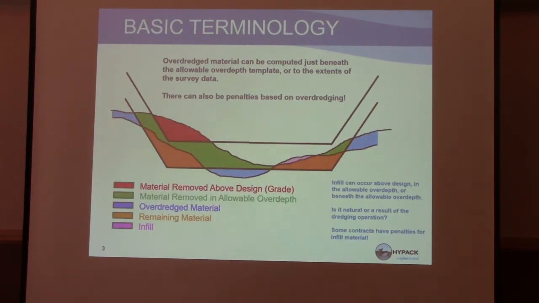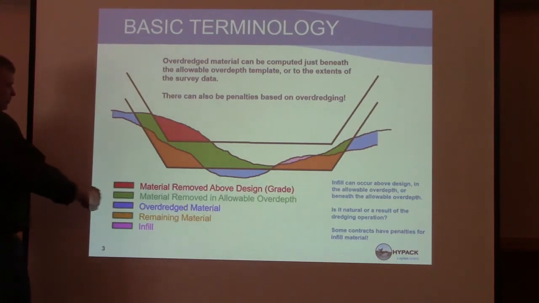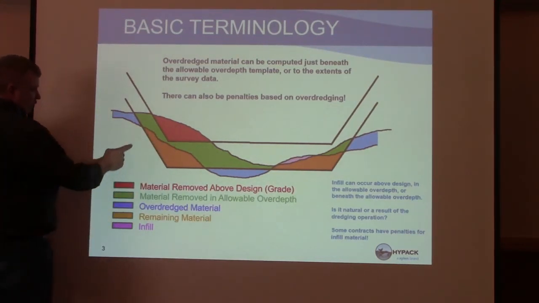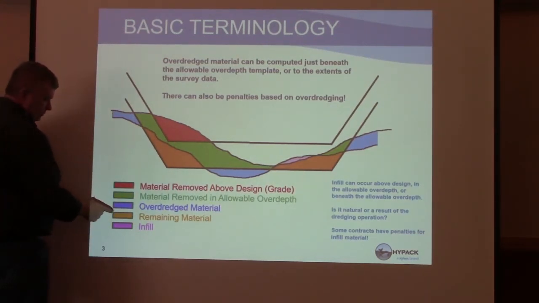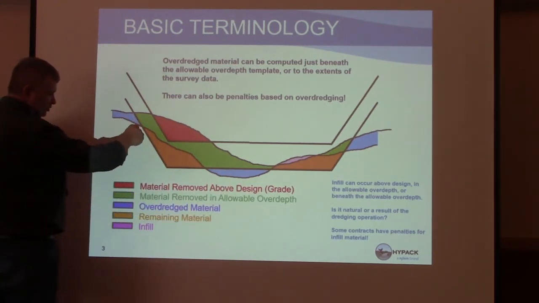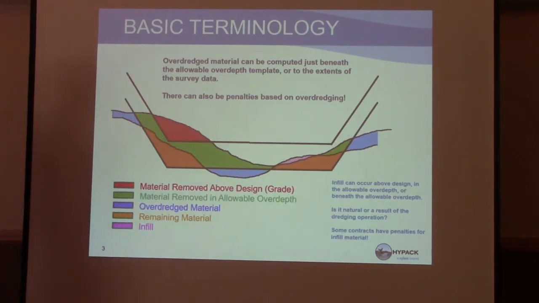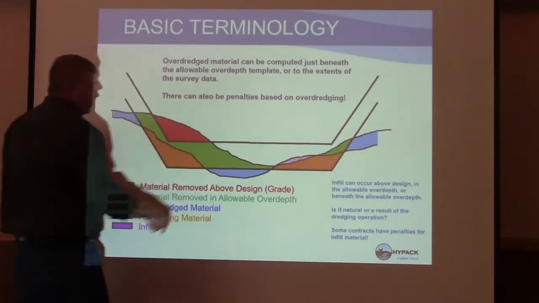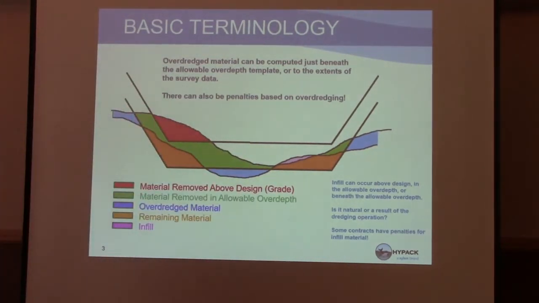Basic terminology. So when you're doing volumes where you have two surfaces: material above design, material removed and allowable over dredge, remaining material and allowable over dredge. This would be over dredged material, which drives me crazy that there's over dredge and over dredged. Over dredged is material you don't get paid for that you dredged. And then infill would be where the second survey comes above the first survey, where some of the material probably got pushed over because the dredger was swinging his ladder or something.